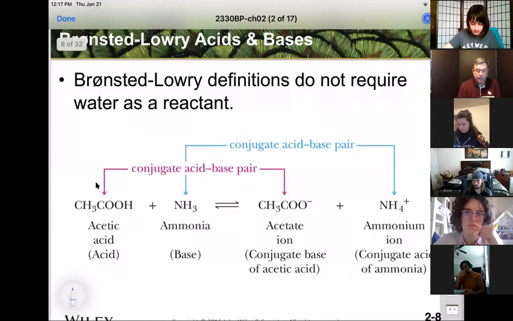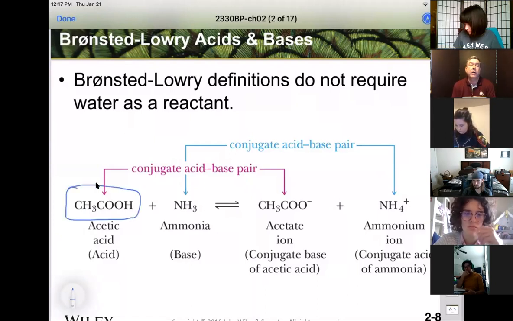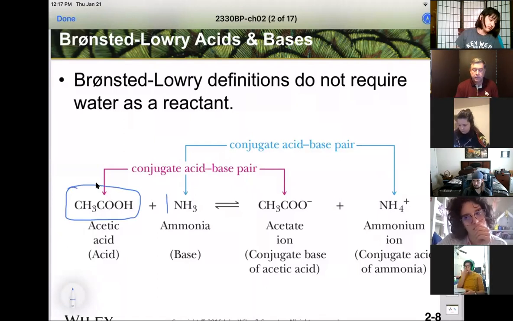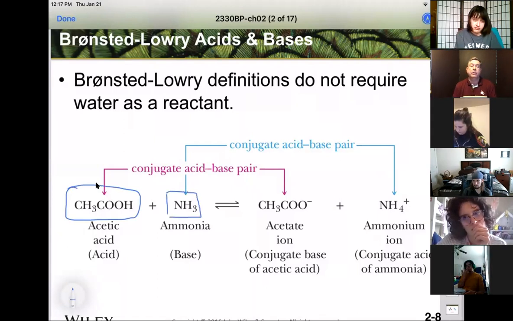So let's take a compound right here. We'll call this acetic acid. It's one of the carboxylic acids we talked about in the last chapter. And another compound, a neutral compound, ammonia. In this case, because it has acid in the name, we think it's going to be the acid, and this proton is going to transfer to the ammonia.